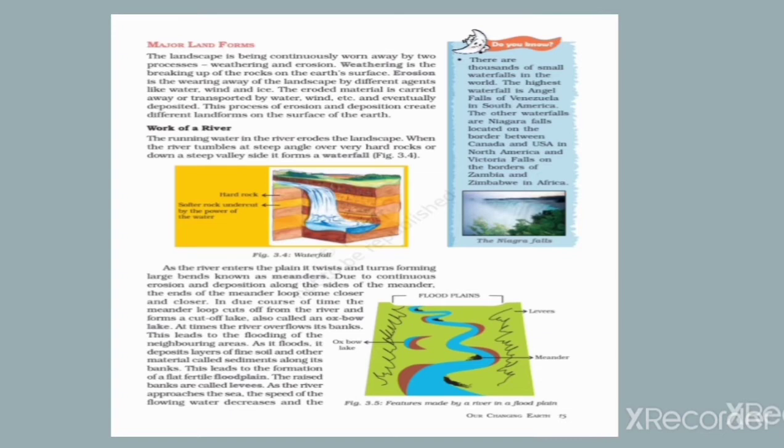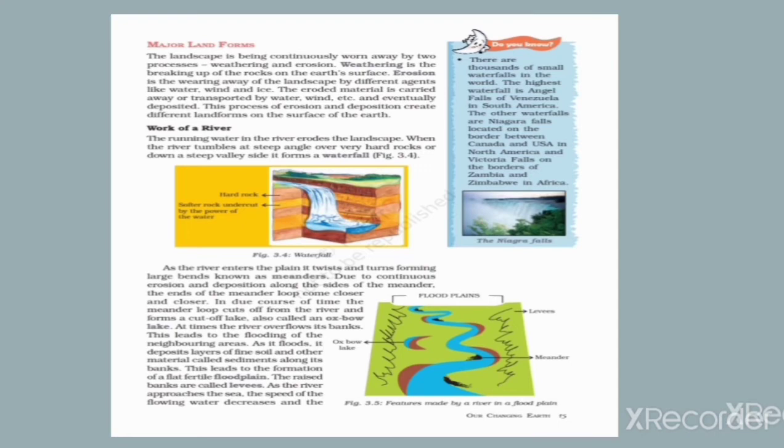Next, major landforms. The landscape is being continuously worn away by two processes, weathering and erosion. The definition of weathering is the breaking up of the rocks on the earth's surface. By the word weathering, you can figure out that it has something to do with the change of weather. A piece of rock doesn't stay the same after a few years of continuous change of weather acting upon it as an agent which breaks it down.